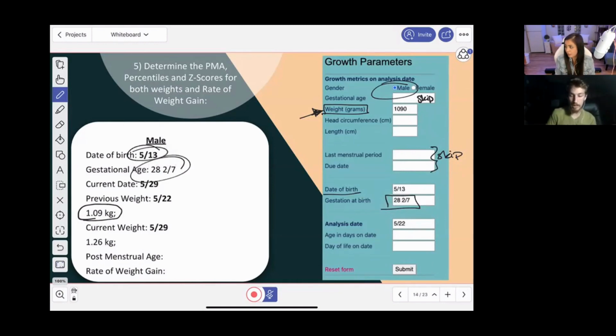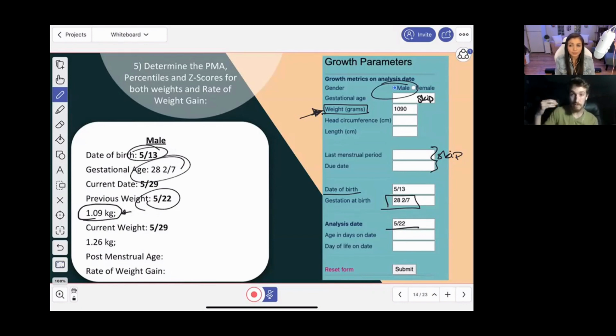Actually, we get that from right here. And like I said, this is the previous weight of the 1.9 kilograms. So we're going to put in the 522 here. So that's the way that you should be adding it onto PD tools.